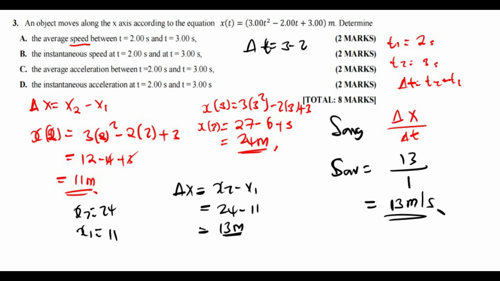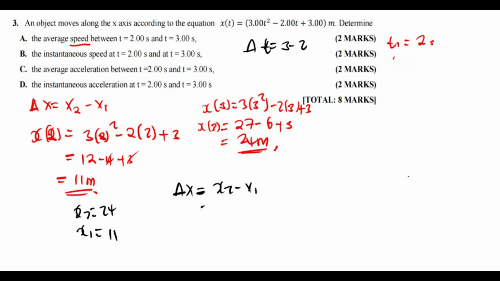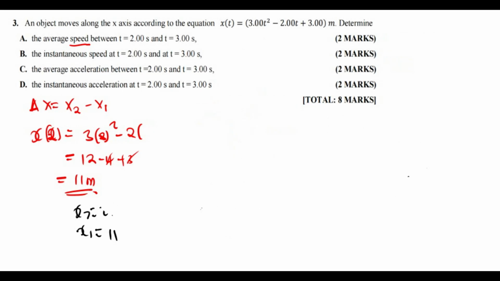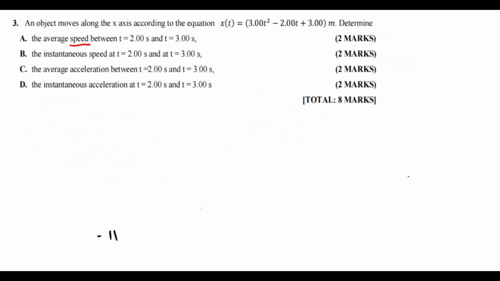We're not talking about the average, so we're not going to be doing minus. What is the velocity at that point? What is the speed at that particular point? That is instantaneous. So when we're talking about instantaneous, we're going to be finding the velocity at that point. So what is the velocity when t is equal to 2? And what is the velocity when t is equal to 3?